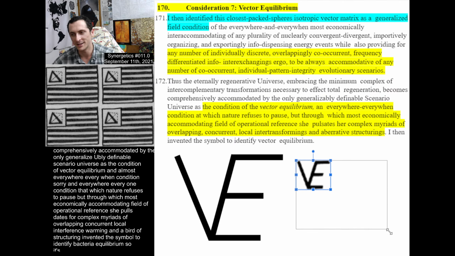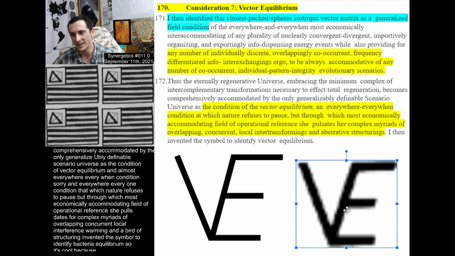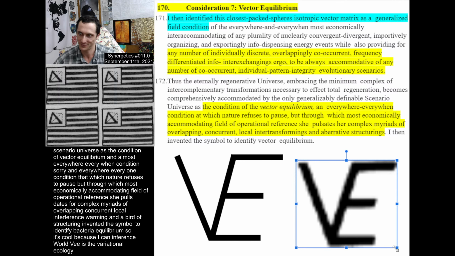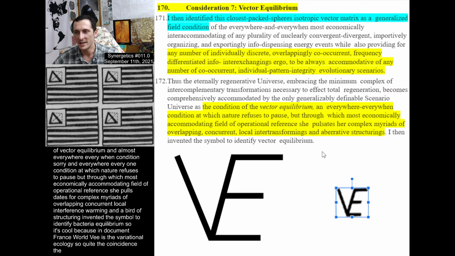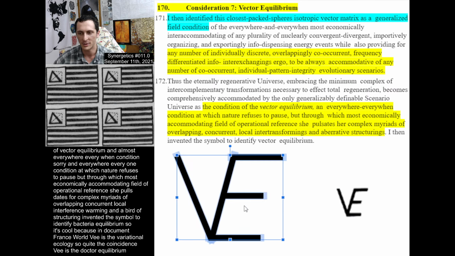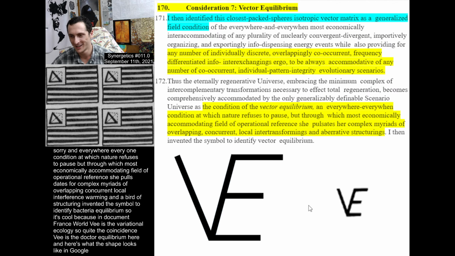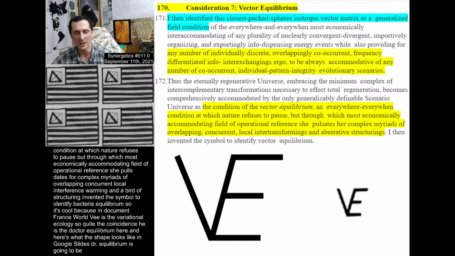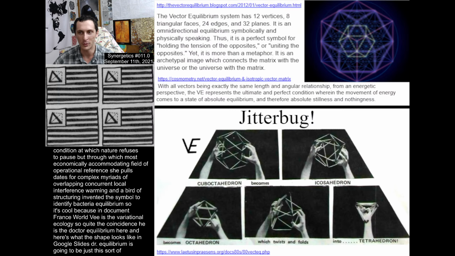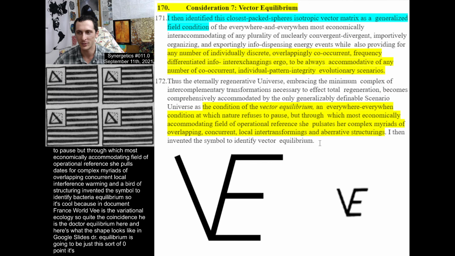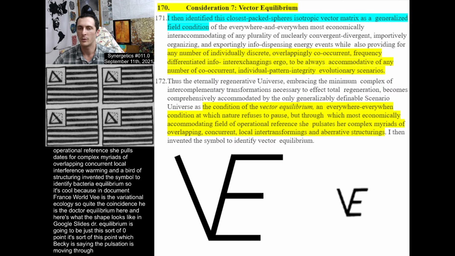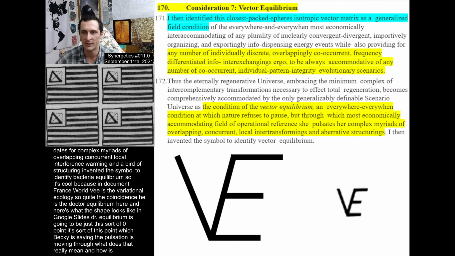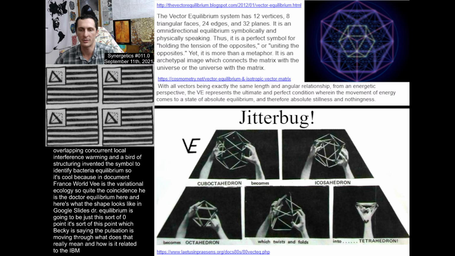So it's cool because in the active inference world, VE is the variational ecology. Quite a coincidence. VE is the vector equilibrium here, and here's what the shape looks like in Google Slides. Vector equilibrium is going to be just this sort of 0 point. It's sort of this point which Bucky is saying the pulsation is moving through. What does that really mean, and how is it related to the IVM? Let's look at some other resources.